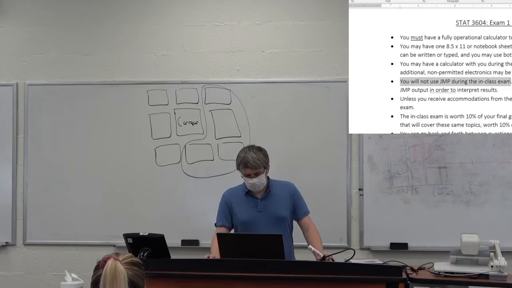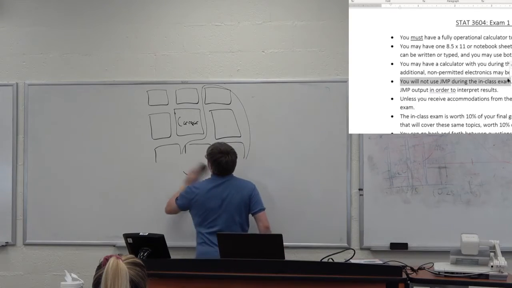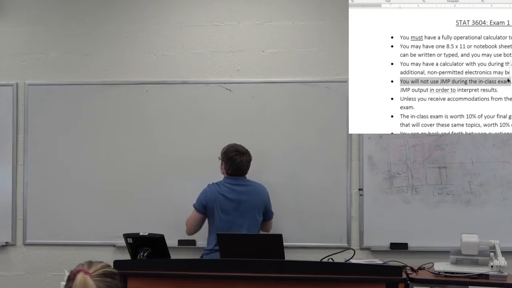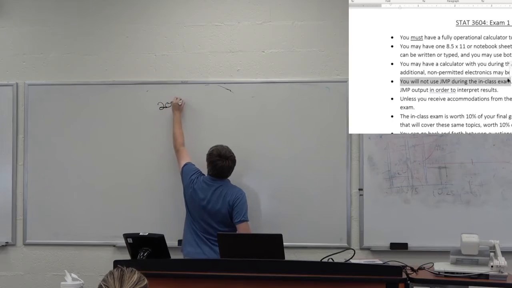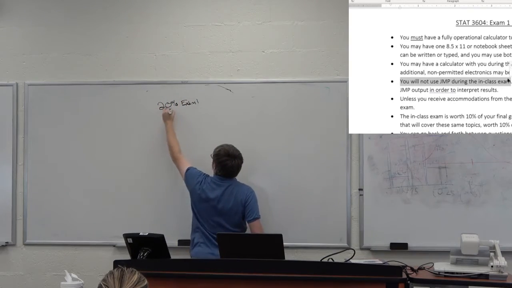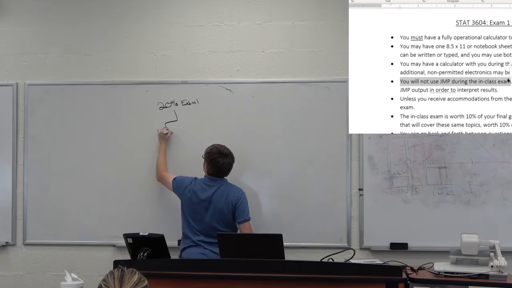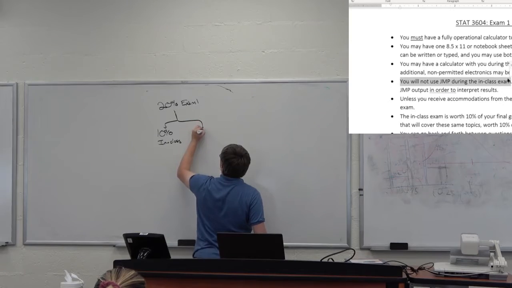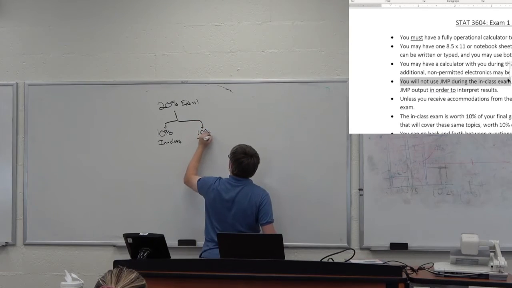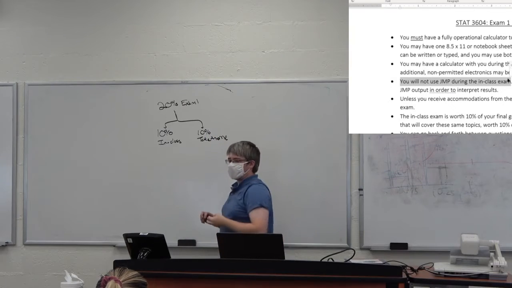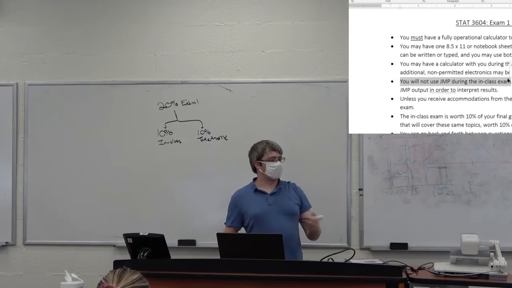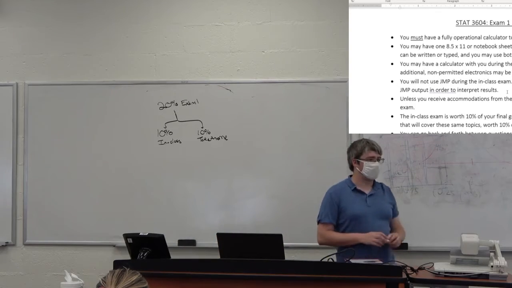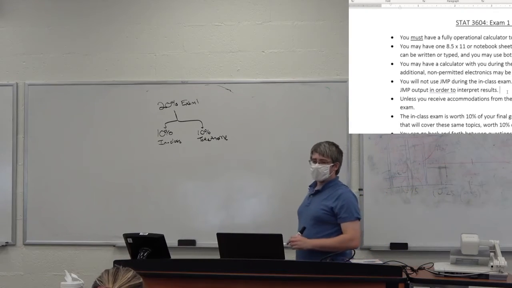So 20% is your exam 1. And then out of this, 10% is in class. And then the other 10% is a take home. And so in class, you don't have your computers. I'm not going to expect you to tell me what you would do in JMP. I'm just going to ask you to try and interpret some graphs like we looked at before, some scatter plots, bar charts, box plots, that type of thing.